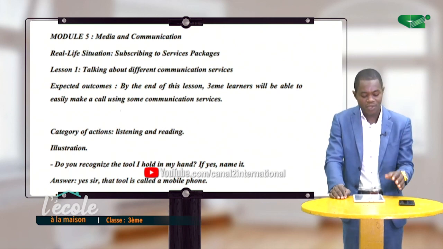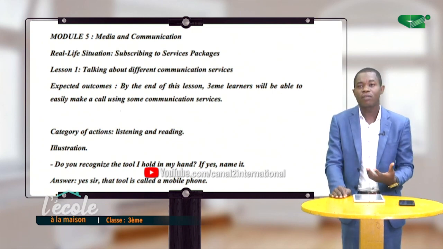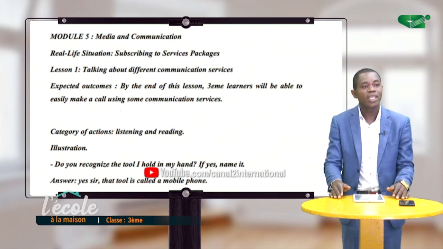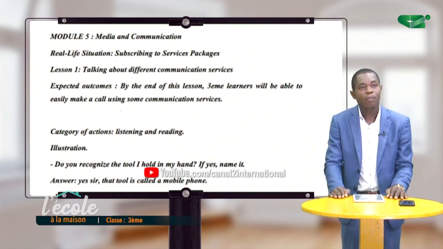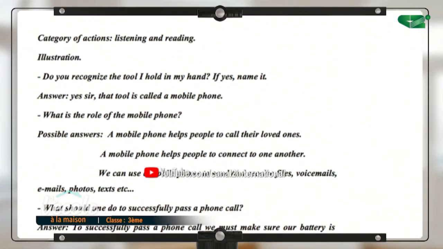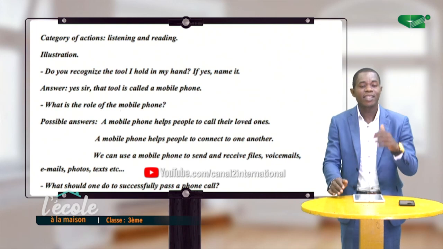Right under the expected outcomes, we have the category of actions. What is it all about? The category of actions is the subsection which is concerned about the 4 elements of language. As we know in all languages, we have 4 elements: listening, speaking, reading, and writing. At this level, as far as this lesson is concerned, we will work on listening and speaking.